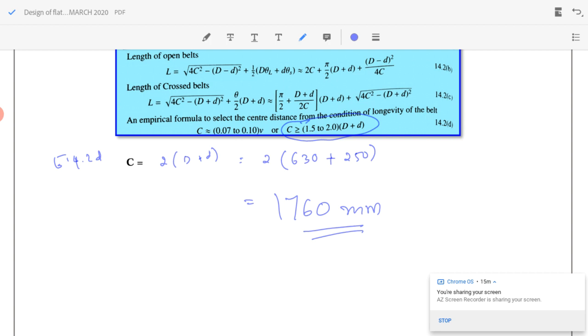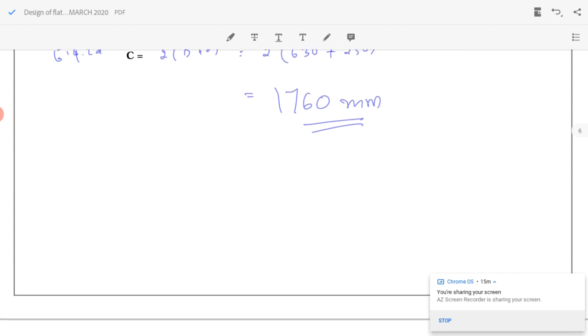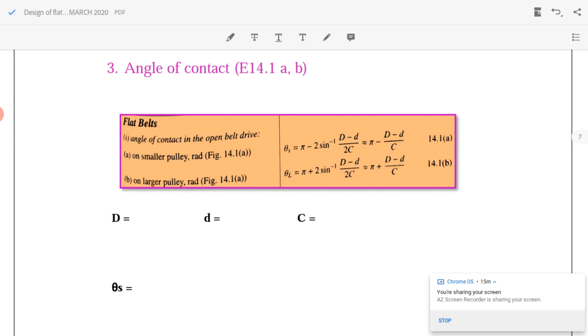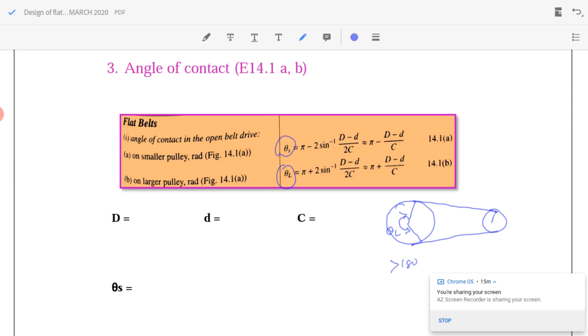Next, now we can find the length of the belt drive. It's an open belt drive, so I have this equation where I don't know the values of theta L and theta S. So the next step will be to find the angles of contact, theta S and theta L. For the larger pulley, the angle of contact theta L is usually greater than 180 degrees, and for the smaller pulley, the angle of contact theta S is usually less than 180 degrees.